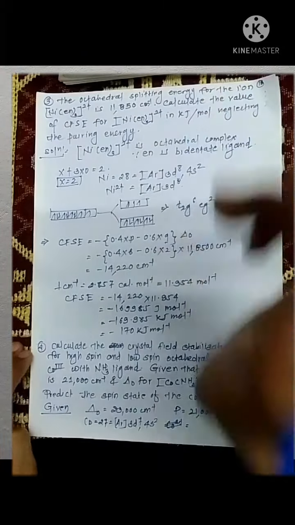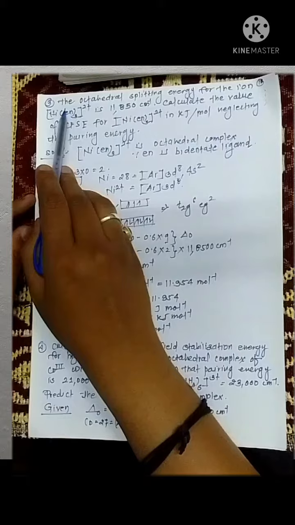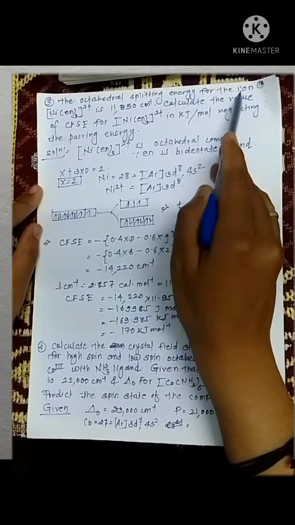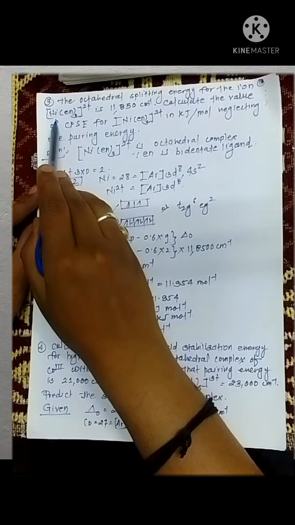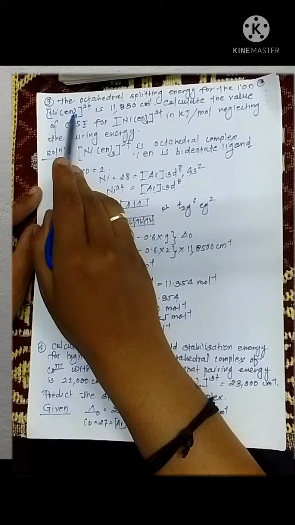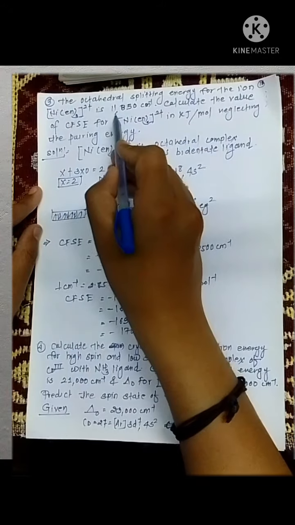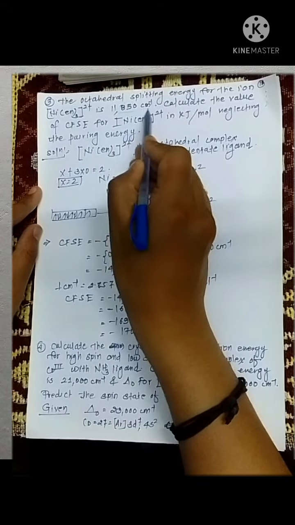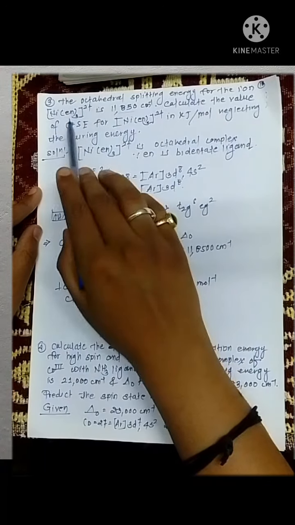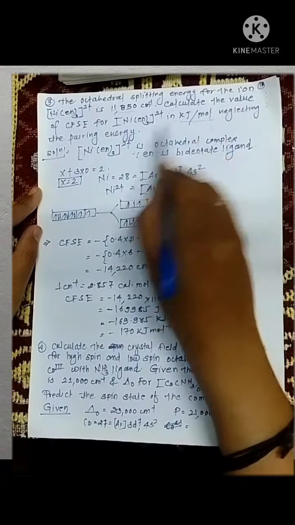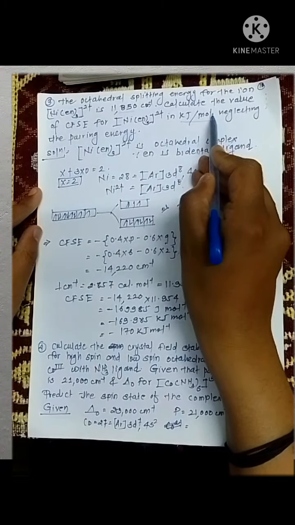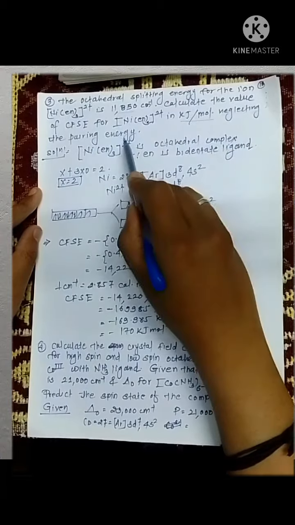Now in the next numerical, the octahedral splitting energy for the ion [Ni(en)3]2+ is 11,850 centimeter inverse. Calculate the value of CFSE for the given complex in kilojoule per mole, neglecting the pairing energy. So in this numerical they say to neglect the pairing energy.